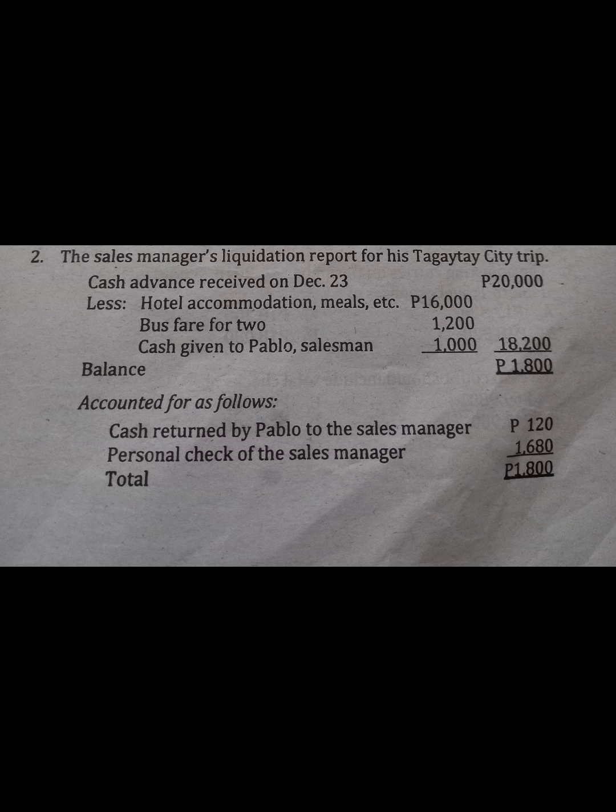This is the liquidation report, but first, we need to adjust because there is additional information in the given data that there is a cash return by Pablo to the sales manager amounting to 120, and there is a personal check from the sales manager amounting to 1,680 pesos, with a total of 1,800 pesos. So let us see if this will show us a proper amount if there is a shortage or not.